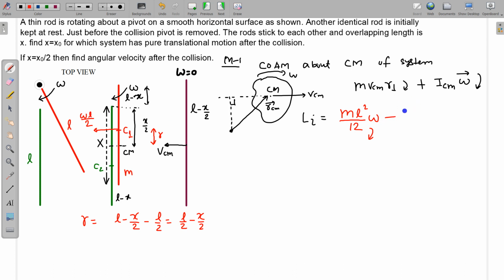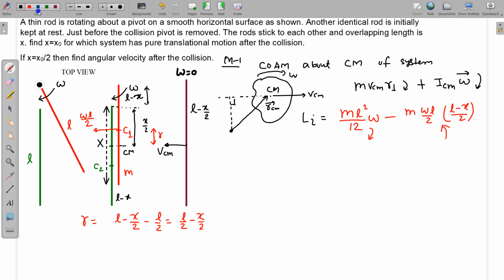So this is mvr. What is v here? V is omega L by 2. And what is r here? R is L minus x by 2. So this term is anti-clockwise, and that's why I have put it on the negative side here.